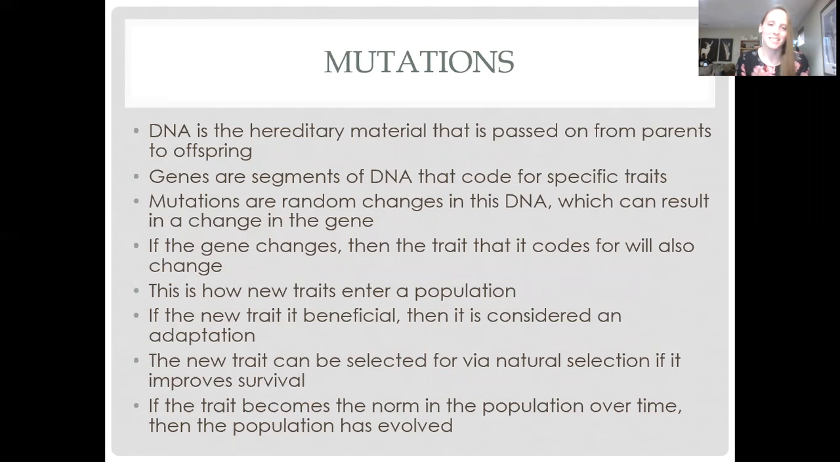So mutations. DNA is the hereditary material that's passed from parents to offspring. Genes are the segments of DNA that code for specific traits. So you'll have an eye color gene and a hair color gene, stuff like that. And then mutations are random changes in the DNA, which can result in a change in one of your genes. If the gene changes, then the trait that is coded for by that gene will also change. So that's one of the ways that we get new traits in a population, through a mutation of one of the genes. If the new trait is beneficial, it's considered an adaptation.